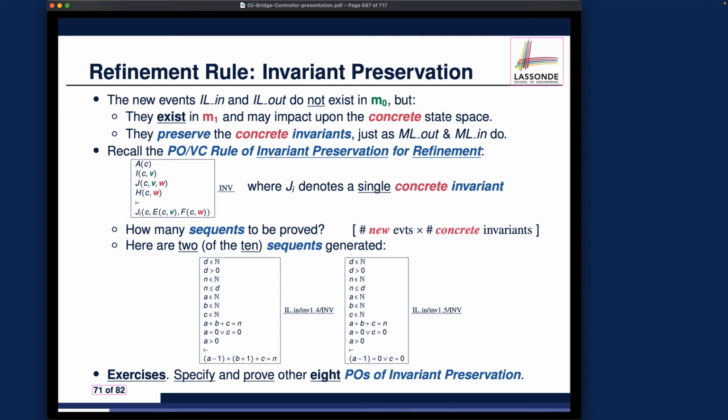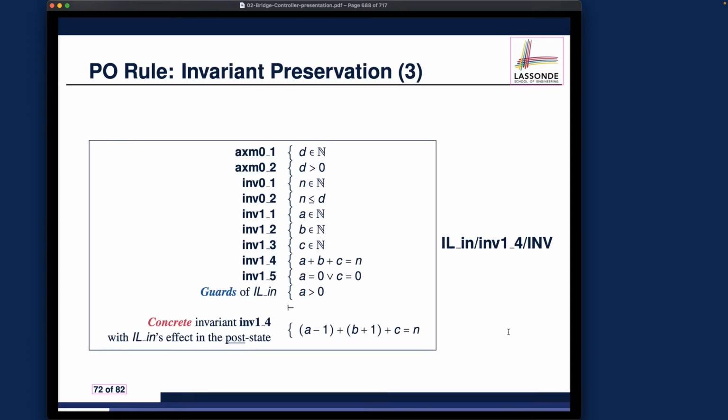So we formulated the sequence for the invariant preservation for the two new events in the refinements. Let's now try to prove them if they are provable. The first one to prove would be for the ILN, with respect to concrete invariant number 4, which is about the total number of A, B, C, and also N. Of course, now we need to worry about the post-state substitution as well, as you can see over here.